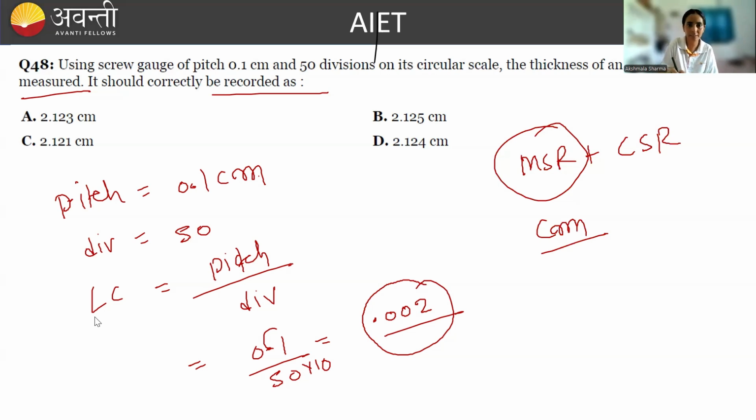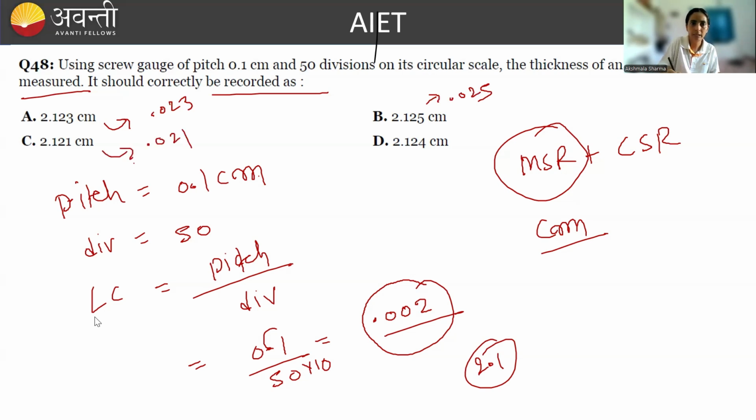Whatever reading is here, up to 2.1, it must be coming from the main scale. But after 2.1, what is the reading here? In the first case, it is 0.023. In the second case, it is 0.025. In the third case, it is 0.021. And in the fourth case, it is 0.024.